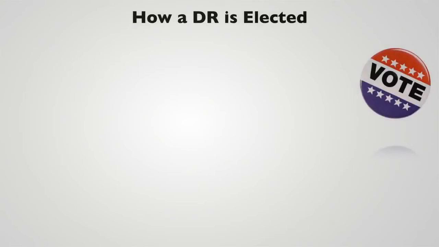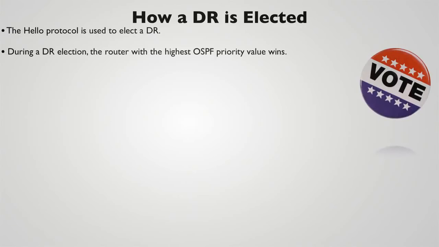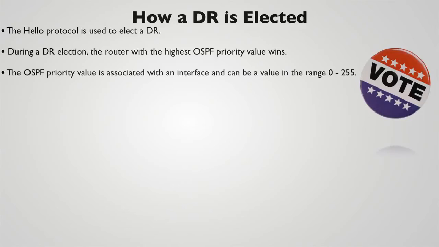Now that we understand the concept and the benefit of a DR, a designated router, let's see how a designated router is selected. Remember the hello protocol? Well, it's the hello protocol that's going to be used for this election. And as these routers are vying to become the designated router, the router with the highest OSPF priority value wins. An OSPF priority value is associated with an interface that's participating in OSPF, and that value can be as low as 0, or it can be as high as 255.